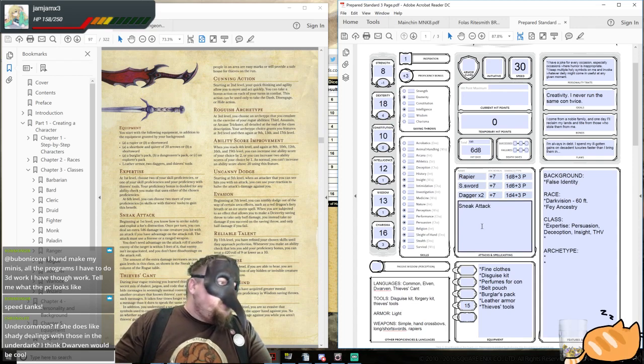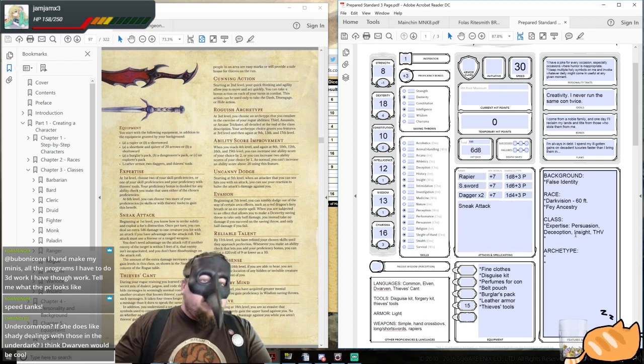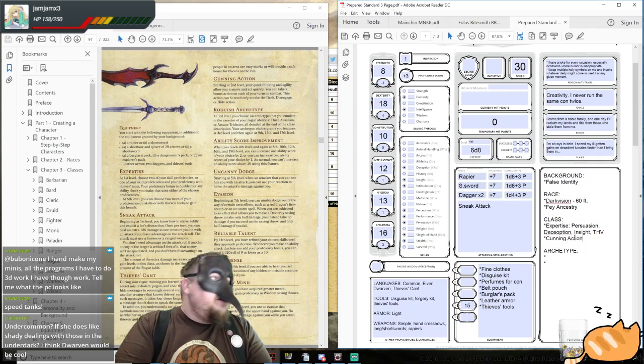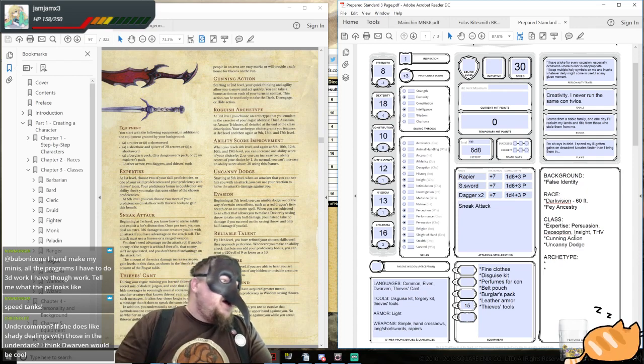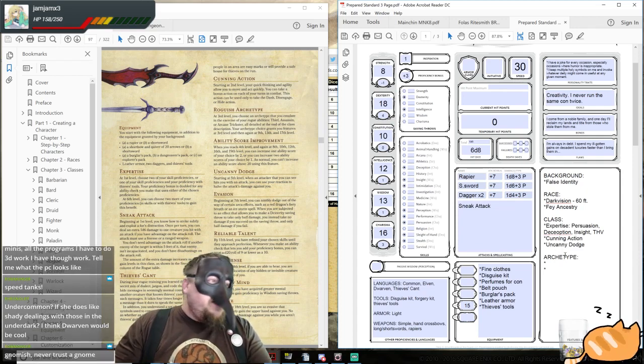Alright. Get Thieves' Cant. Then we get Cunning Action. We'll get our archetype. I'm not going to worry about that. We also get Uncanny Dodge. And we're not quite at Evasion yet. She's almost there.